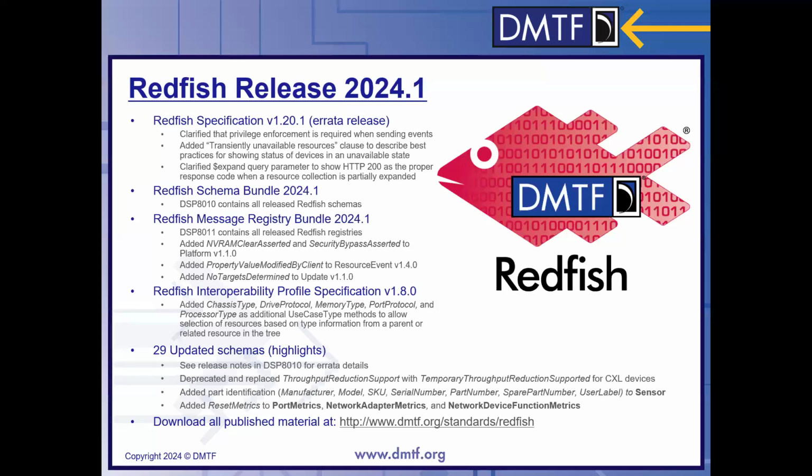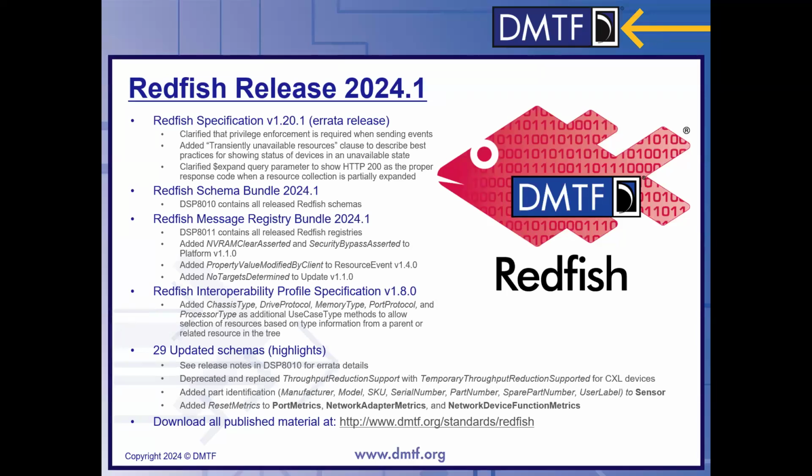And I think, yes, that also clarified that privilege enforcement is required when you send events. So you cannot subscribe to events from resources that you don't have privilege to access. That was always the case, but something to make clear in the spec. The schema bundle, as I said, DSP 8010 2024.1, contains the updated schemas that were part of this. There were 29 updated schemas, and I'll get through that in a second.